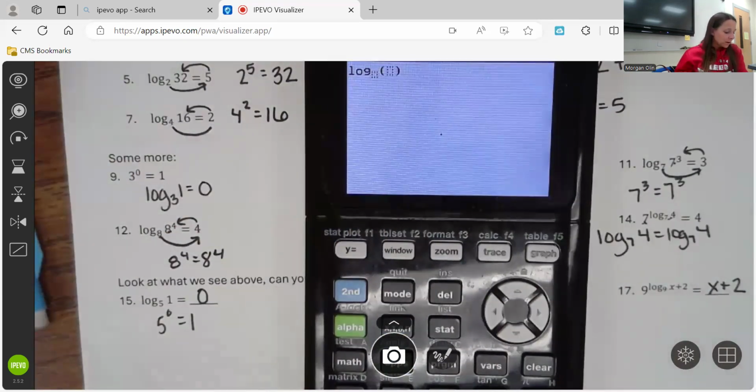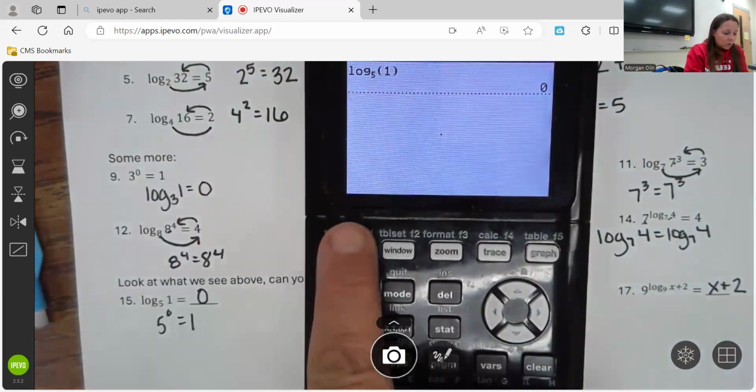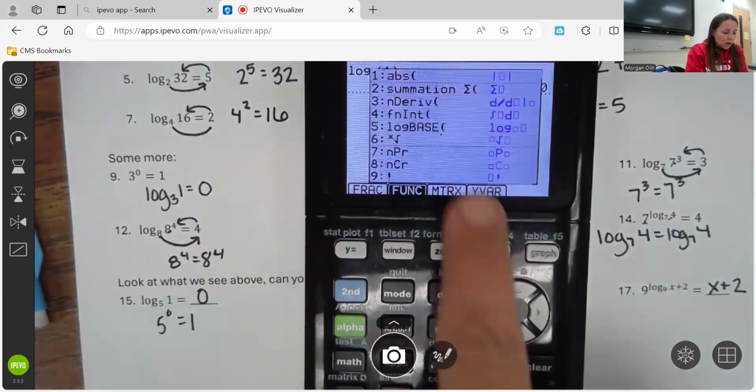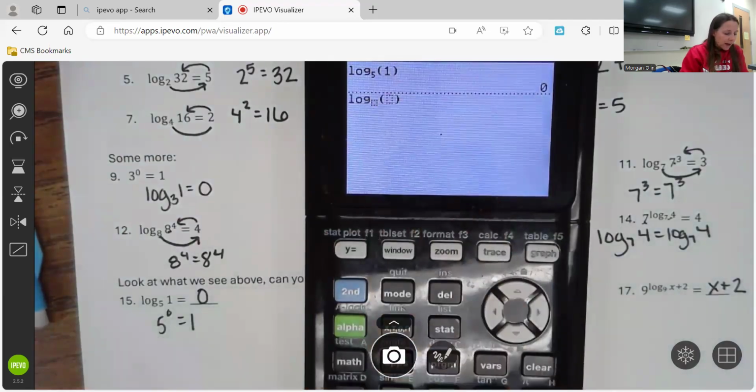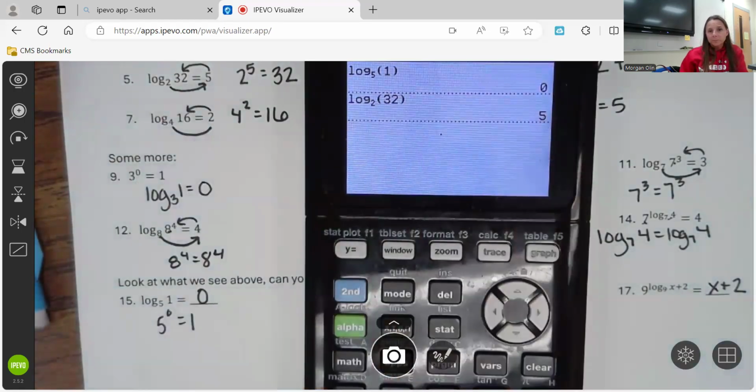All right, and I can plug 1 in. I'll just plug in this one right here, log base 5 of 1. It comes out as 0. I can even plug in this one right here. So I do alpha y equals, scroll over 1 till you see log base, hit number 5. And if I put 2 as the base and then 32, you're going to see it come out as 5.